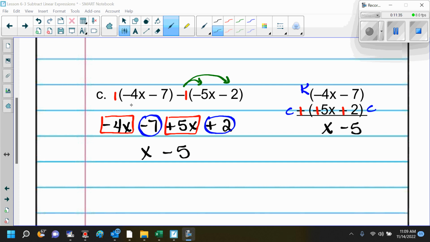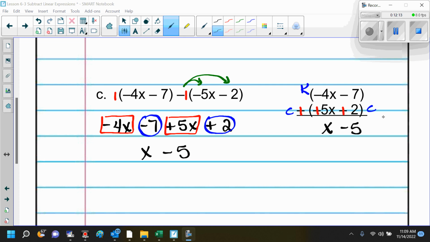All right, so here with the first expression, we can just take away the parentheses because that is a positive 1. Over here, this is a negative 1, and we want to distribute that negative 1 throughout the parentheses. So here, negative 1 times negative 5x is a positive 5x. And negative 1 times negative 2 is a positive 2. When I combine my like terms, I've got negative 4x plus 5x, that is a positive 1x, or just x. And then we've got negative 7 plus 2, that's a negative 5.